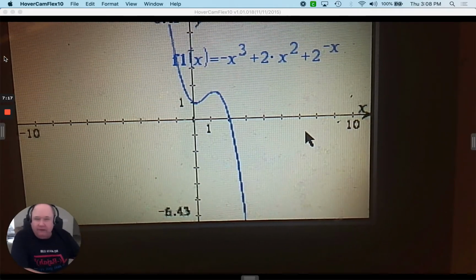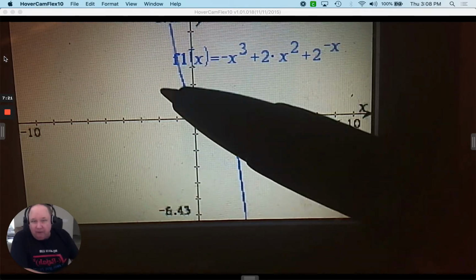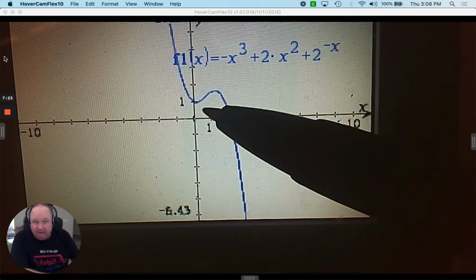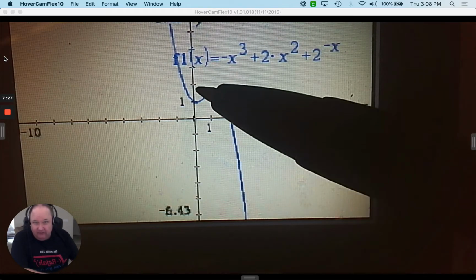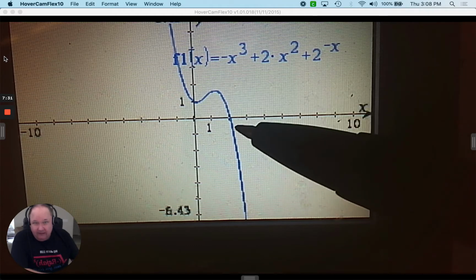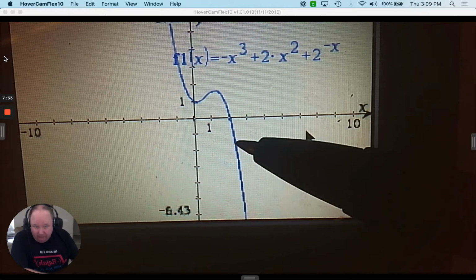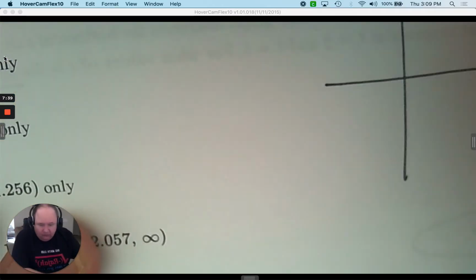And what are the things I'm looking for to know where the speed is increasing? I'm looking for positive, that means above and increasing, and below and decreasing. So there's a little part there that's above and increasing, and there's a part there that's below and decreasing forever. So which one matches what I'm looking for? This is what the graph looks like.